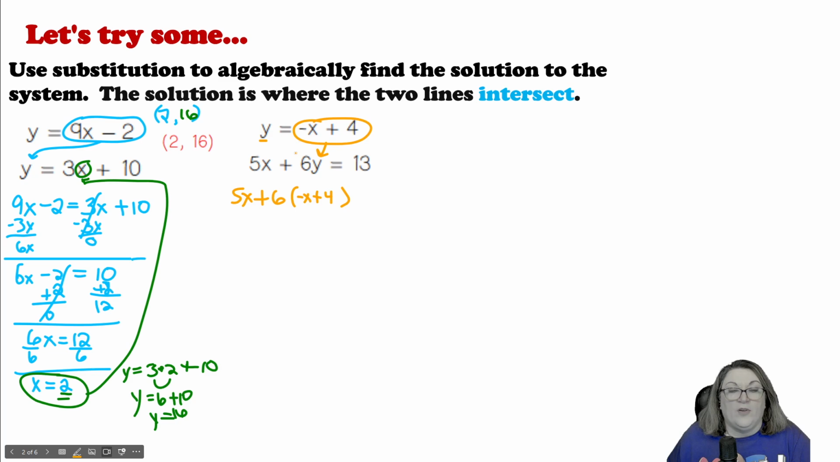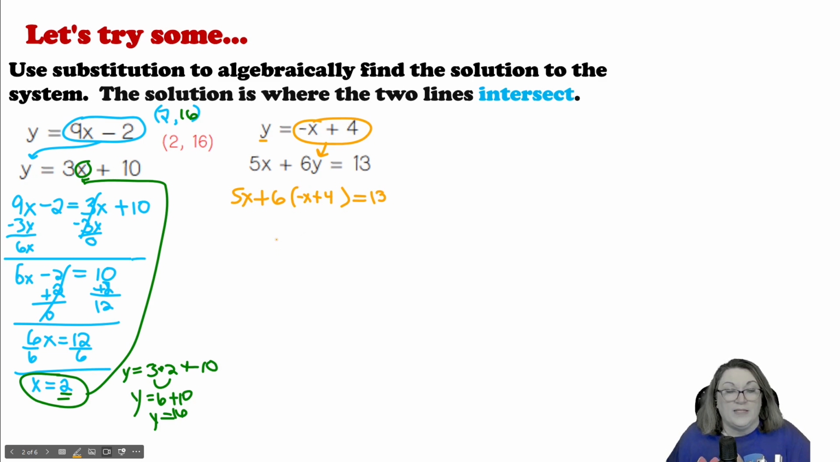So if I'm supposed to multiply this 6 times y, that means I've got to multiply that 6 times all of that. And all that's going to be equal to 13, just like it's written down here. So I took out my y and replaced it with all of that, and I just grouped it into a grouping symbol.